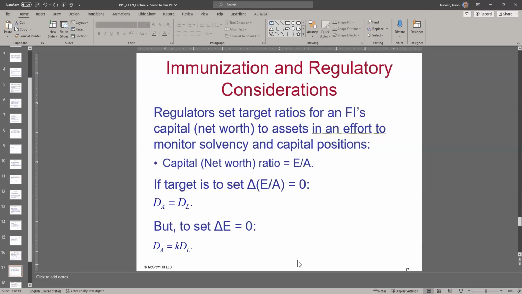But if you just don't want your equity to change, the actual value of the equity, then that can be achieved through the duration of assets equaling the duration of the liabilities times the capital structure piece of liabilities. That K again is liabilities over assets.